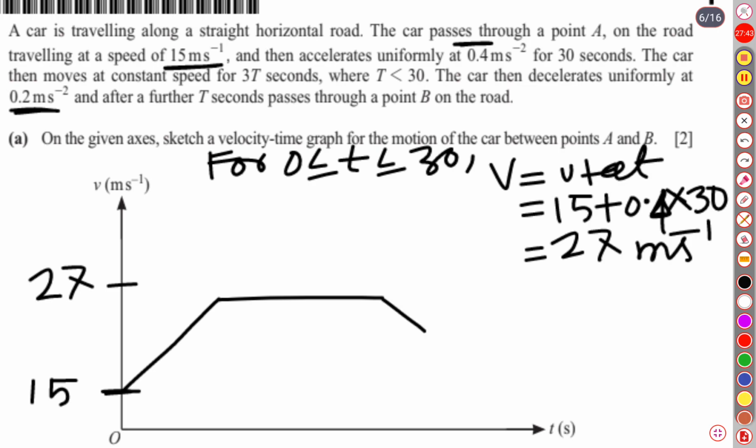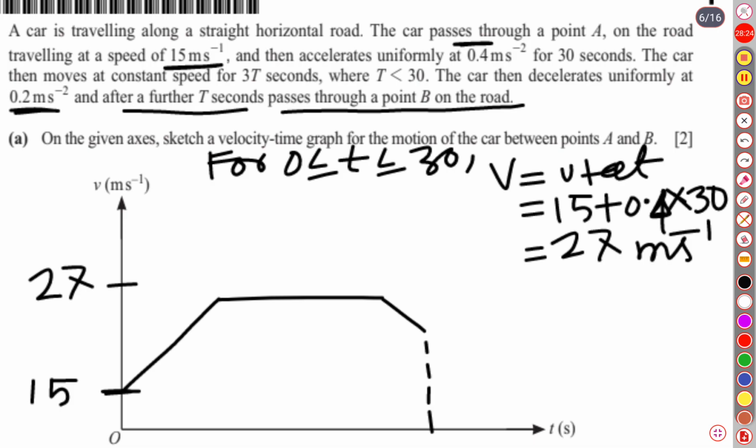Now the question is, should we connect this straight line with the horizontal axis? Look at this, the time is not exactly given. After a further t seconds the particle passes through a point B on the road. So they have completed the scenario at B, but it didn't come to rest at all. That's why we cannot connect this. This should not be connected.